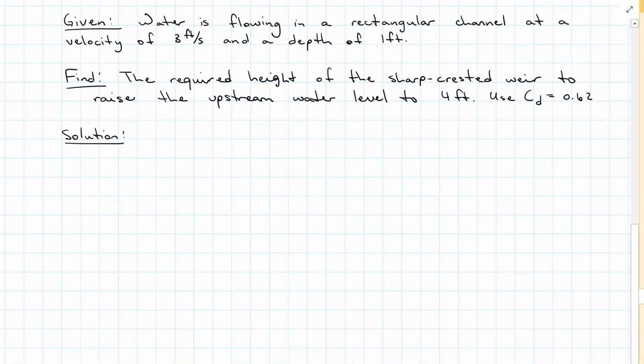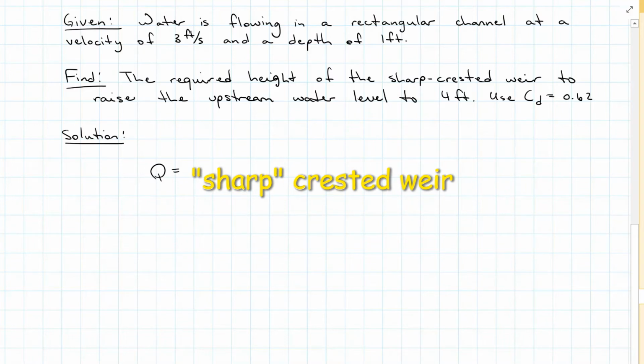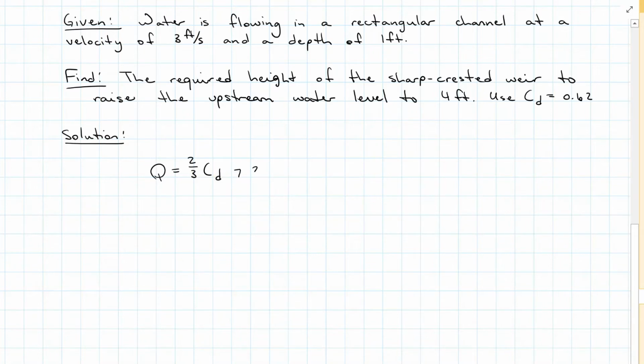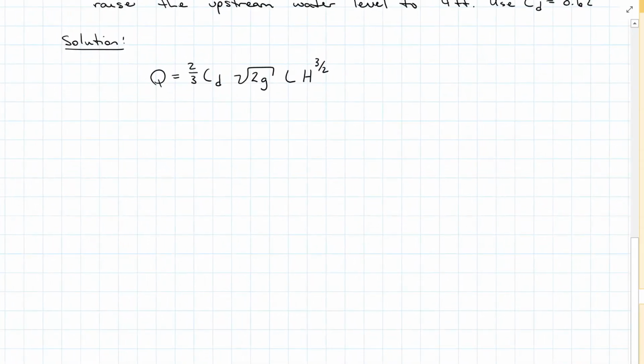So we're going to start with our flow equation for a broad-crested weir, which is 2/3 CD times the square root of 2g, length times height to the 3/2. I've been given CD, and I know that gravity is 32.2 feet per second squared, but that's all that I know. So we're going to have to use some continuity, where flow in is equal to flow out, meaning our velocity times our area should be consistent throughout the entire system.